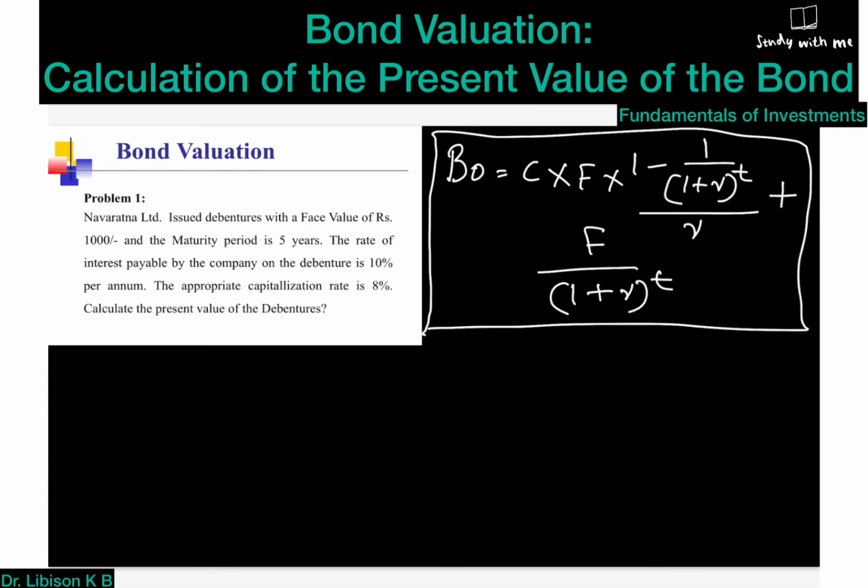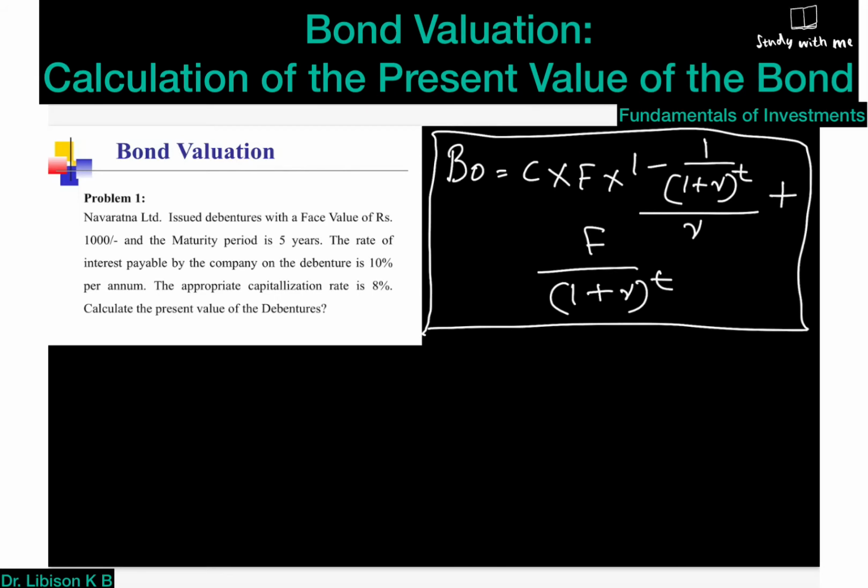So the first problem, we have already done this for a beginning, and for the continuity I thought let's start with this problem. Problem number 1. Navratna Limited issued debentures with a face value of ₹1000 and the maturity period is 5 years. The rate of interest payable by the company on the debenture is 10% per annum. Appropriate capitalization rate is 8%. Calculate the present value of the bond.